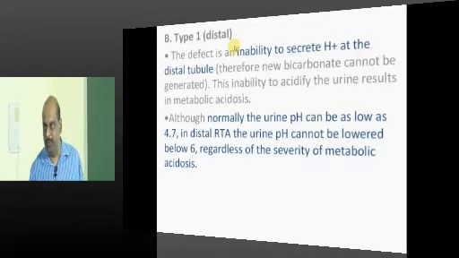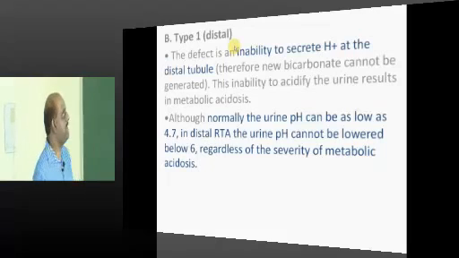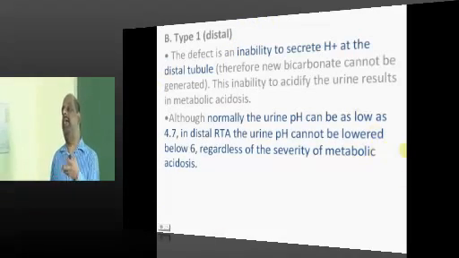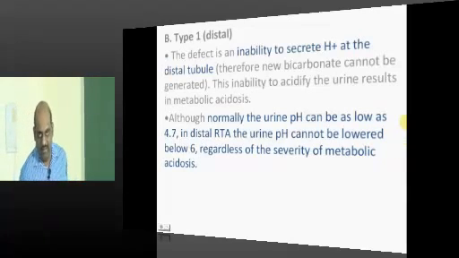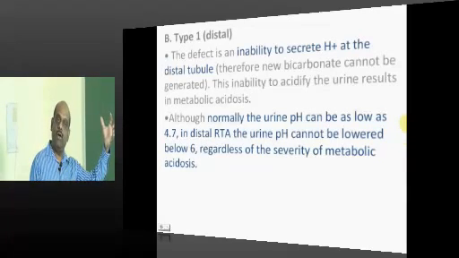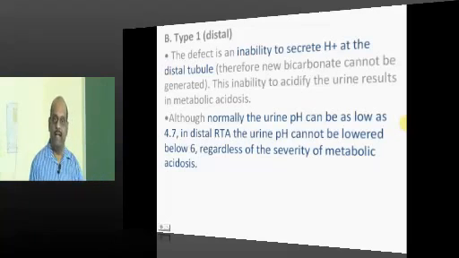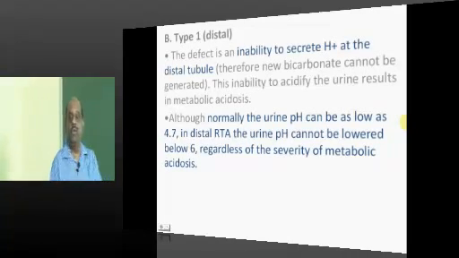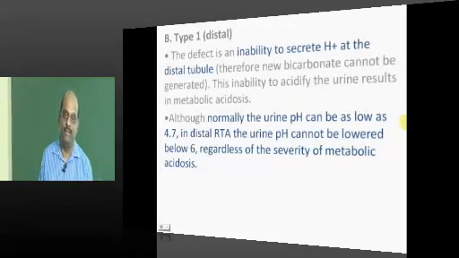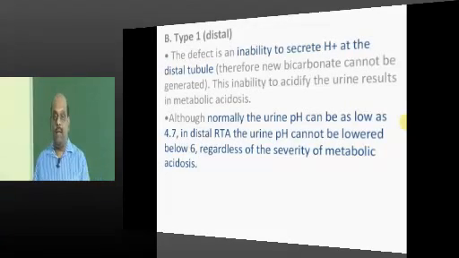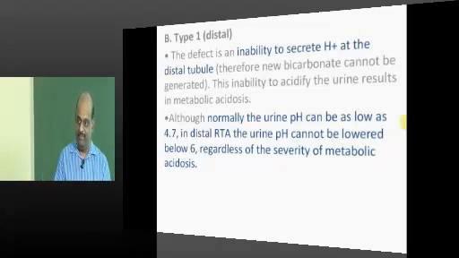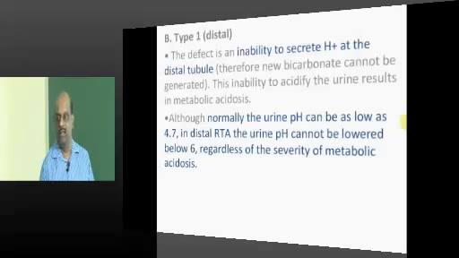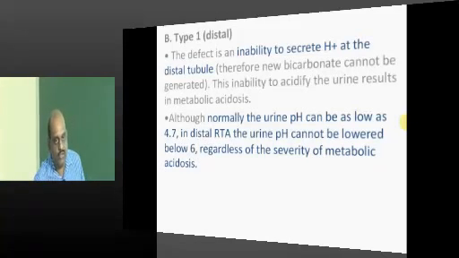Okay, now type 1. Type 1 is not proximal, it is distal. Distal convoluted tubule, collecting duct. There is a problem. What is the problem? Inability to secrete H plus into the tubular fluid. Hence H plus ion remained in the body without being secreted. Now tell me, doctor, how is H plus secreted into urine, into tubular fluid? H plus combines with NH3 and NH4 plus is the one which is secreted into the tubular fluid and into the urine.